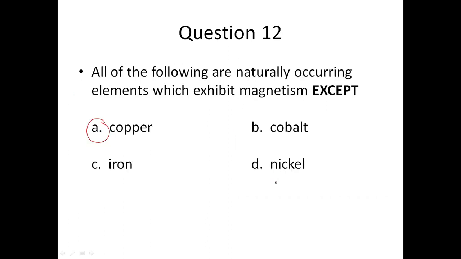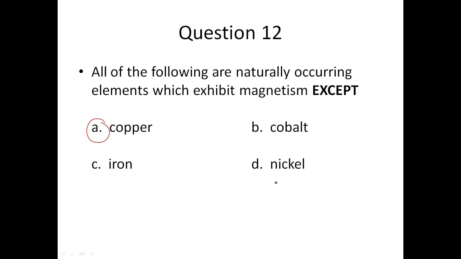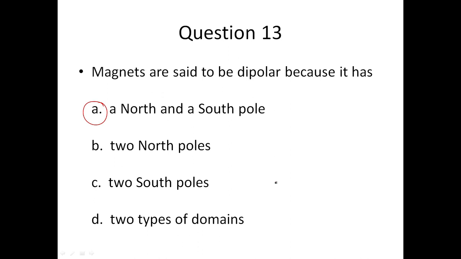Now question 12. All of the following are naturally occurring elements which exhibit magnetism except copper. Correct. Cobalt, iron, and nickel are all natural except copper. All natural metals. All natural magnets. So magnets are said to be dipolar because they have a north and a south pole.